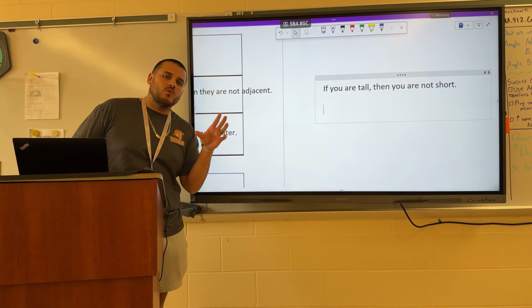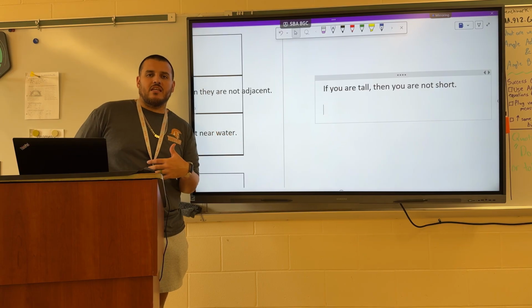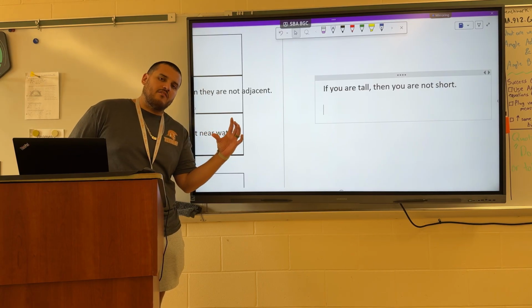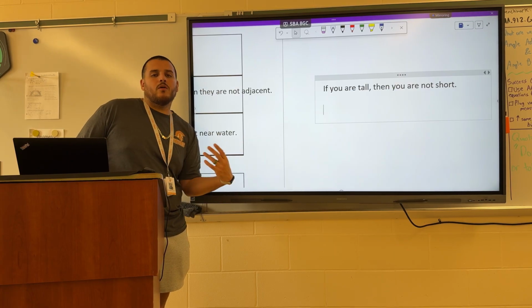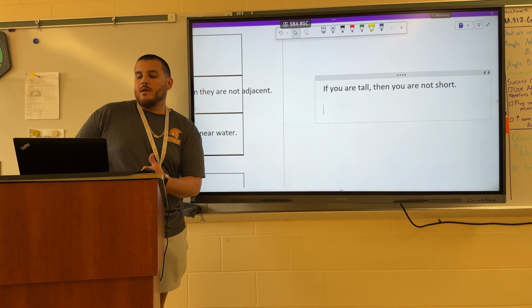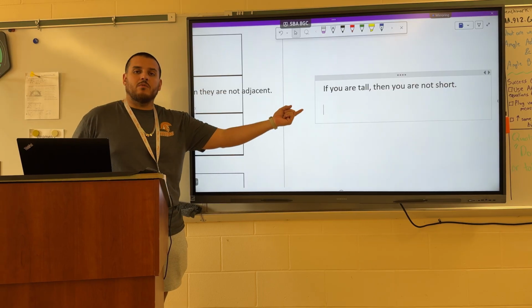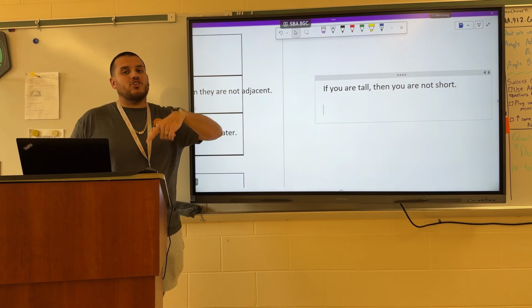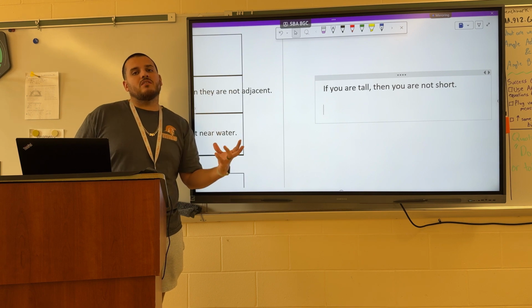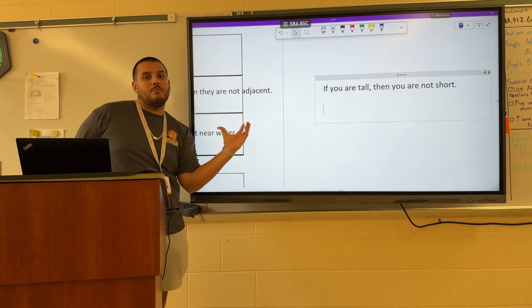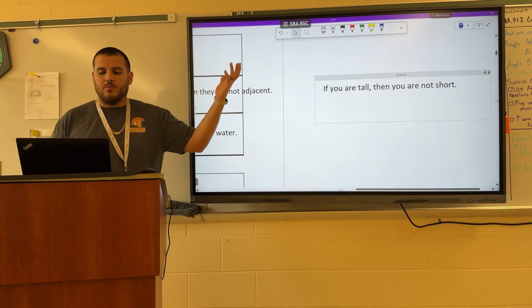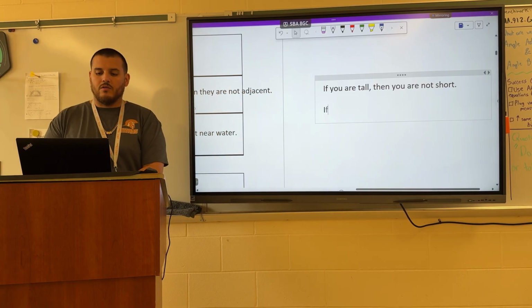A lot of people will think that when we're writing an inverse statement, we're going to either have both the hypothesis and conclusion having a not thrown in, or both having a not removed from them. That's not always the case. If you look at this statement, if you are tall, then you are not short. To write the inverse of this, we negate both, which means the not is going to end up being where the hypothesis is instead of the conclusion. For example, to negate if you are tall, we would write if you are not tall.